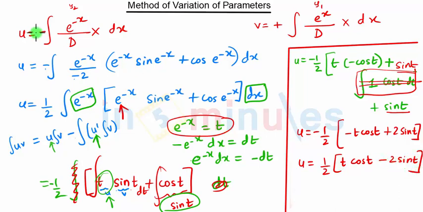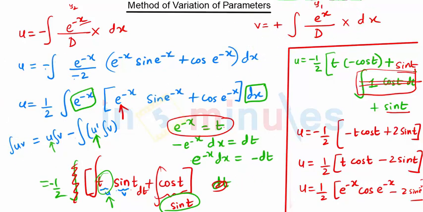Our equation of u was in terms of x, so here we are again going to substitute t equal to e raised to minus x. So we get u equal to half e raised to minus x cos of e raised to minus x minus 2 sine e raised to minus x. So this is our u. After finding u, we will calculate v.